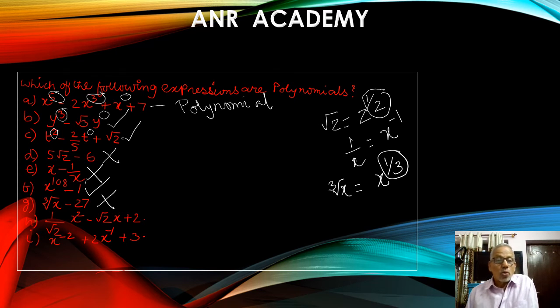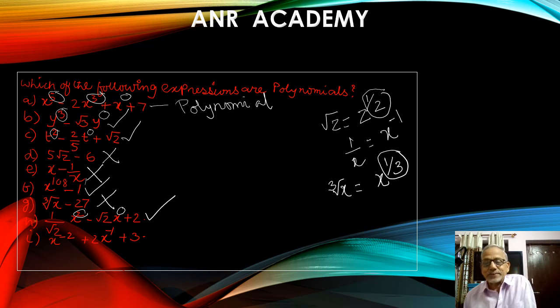Next one. 1 by 2 x square minus root 2x plus 2. What are the powers of x here? 2 and 1. Both 2 and 1 are non-negative integers. So this is a polynomial.